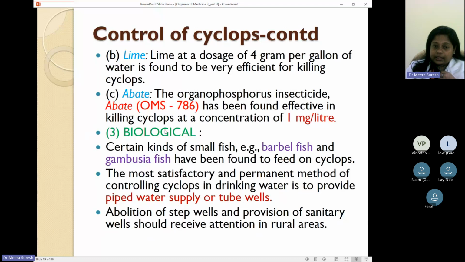The next PPT we are going to do with the tube well, the step well, the sanitary wells, etc. Because in the earlier time when dracunculiasis was existing, it was mainly because of the step wells. These were wells which people could enter via steps, go to the bottom of the well, and collect water directly. So they used to wash their feet also. If the person is infected with dracunculiasis, the infection will be seen on their feet.